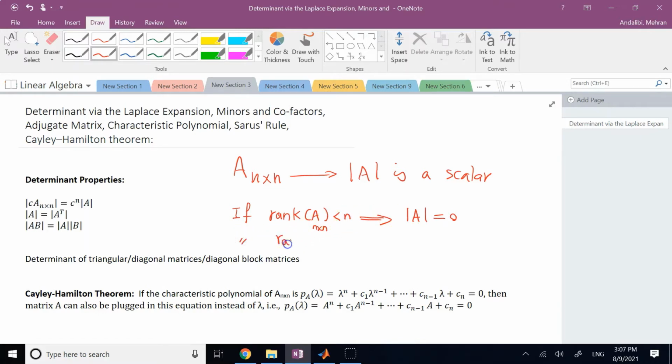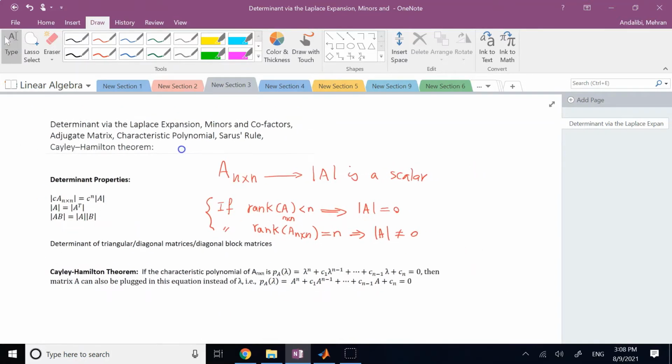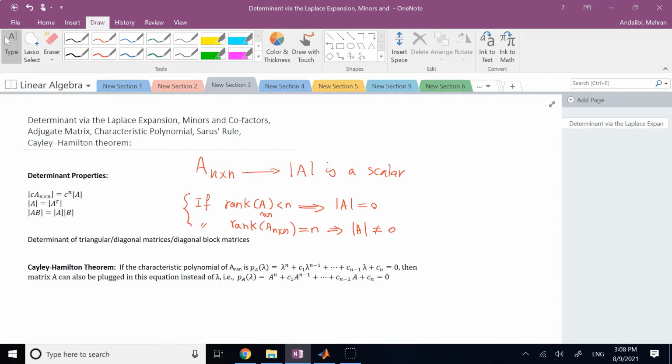If the rank of A is equal to n, then we can see that the determinant is not equal to 0. Okay, so you see, the determinant being 0 or non-zero is identical to having full rank or not full rank for a square matrix in general. So they are showing whether you have enough, or n, linearly independent rows or columns for the matrix.